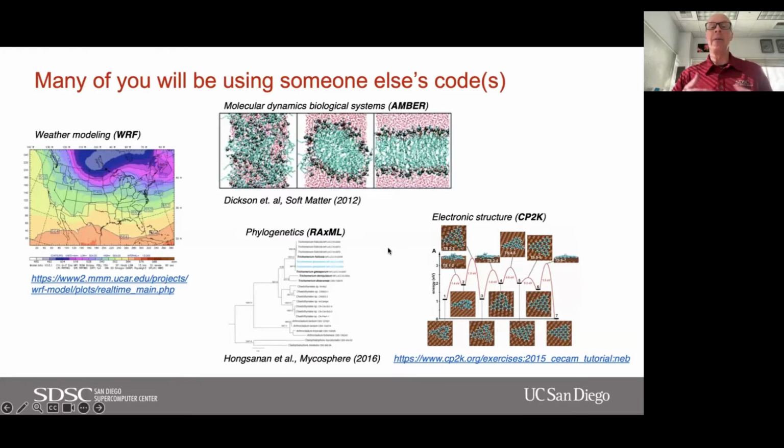If you're doing molecular dynamics simulations, biological systems, you're going to be using Amber and GROMACS and NAMD and other programs. If you're doing phylogenetics, you're going to use codes like RAxML and MrBayes to construct those phylogenetic trees. If you're doing electronic structure, you might be using CP2K or VASP or other applications. So there's a lot of mature software out there, and I have a feeling that the majority of you are going to be using somebody else's code.